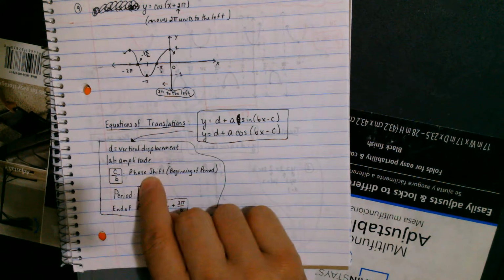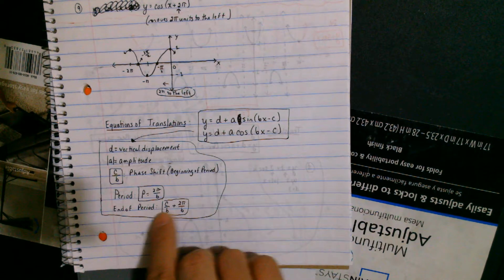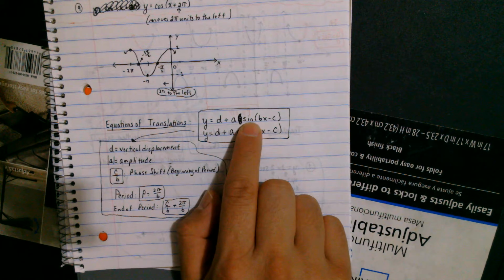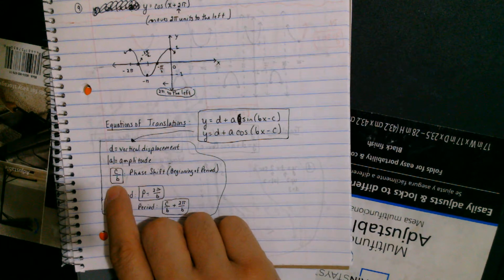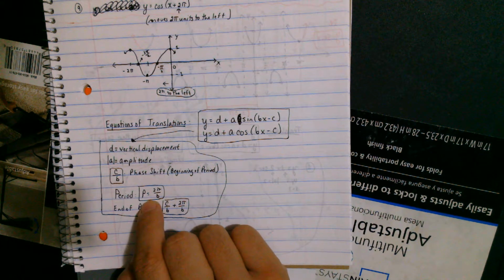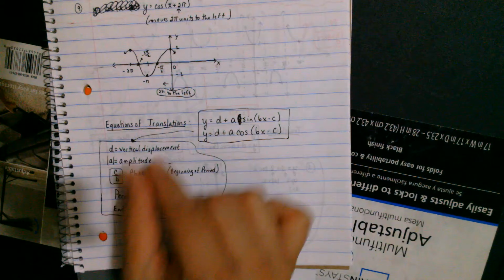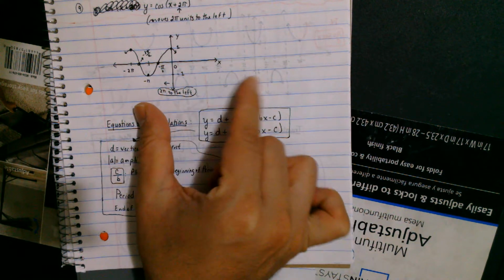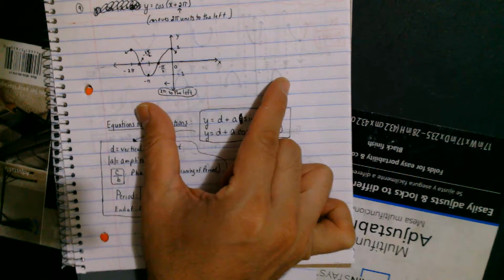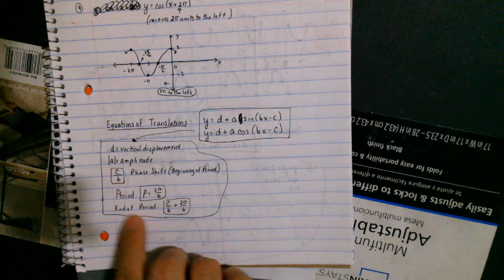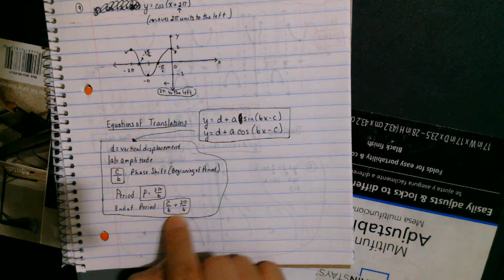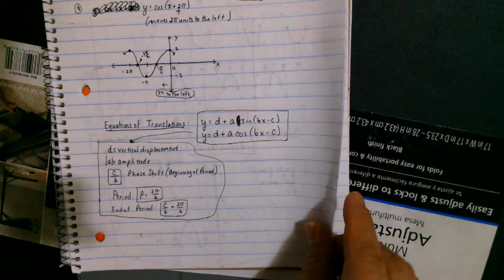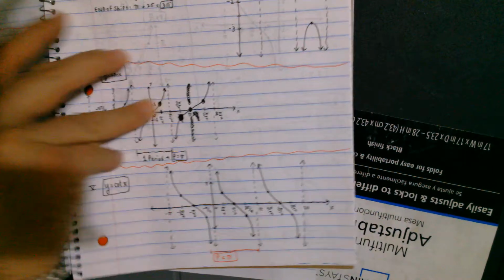Again, where does the period begin? The phase shift, C over B. The period is 2 pi over this number, which is what you divide by. And the end of the period, well, if you start at C over B and the period is 2 pi over B, then you add them up, that's where you're going to finish. So C over B is the shift, 2 pi over B is the period, and the end of the period is C over B plus 2 pi over B. That's how this works.